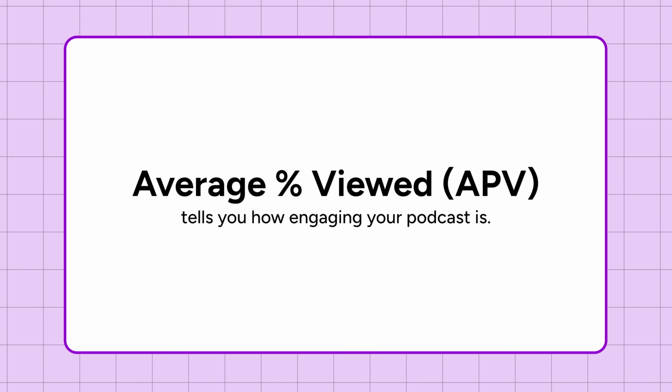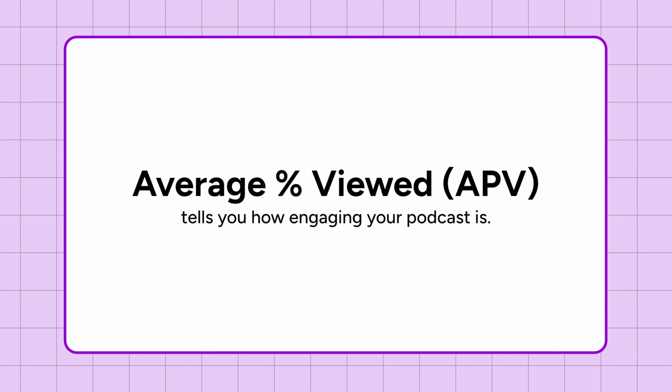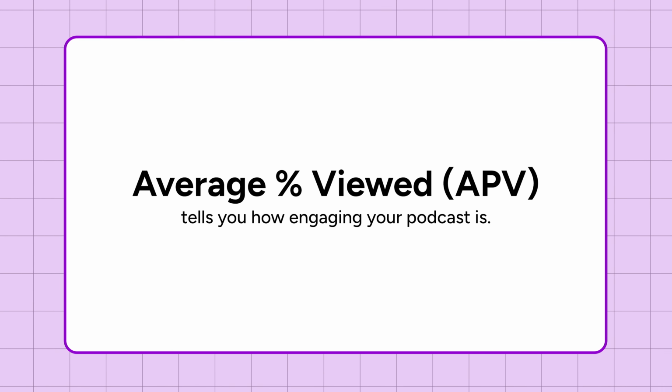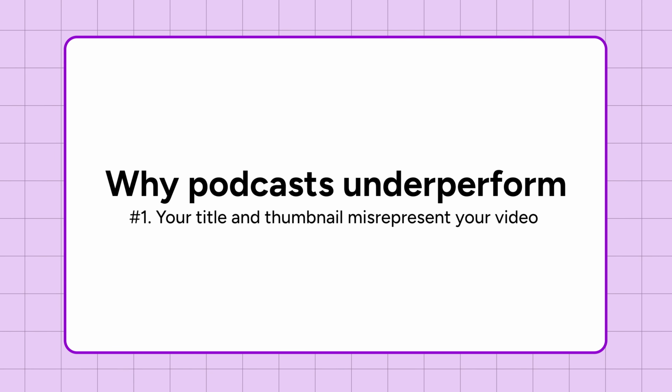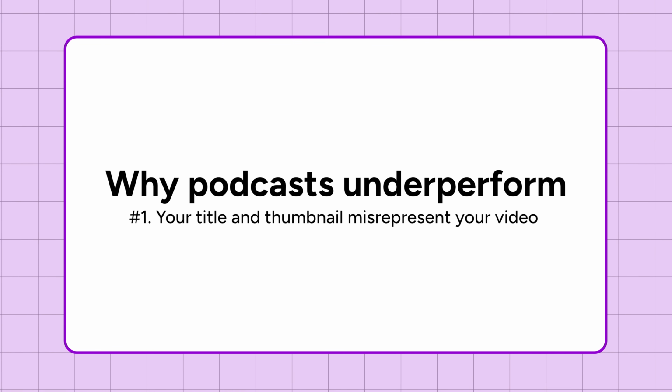So while click-through rate told you how engaging your titles and thumbnails are, average percentage viewed tells you how engaging your video is. When a video performs under 40 to 50%, it tells you that something is wrong. Typically, there are 2 things that could be causing your videos to underperform. Number 1, your title and thumbnail doesn't align closely enough with your actual video.